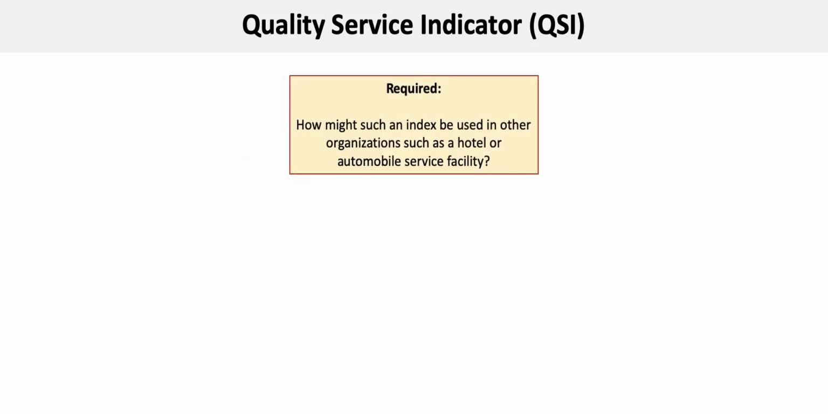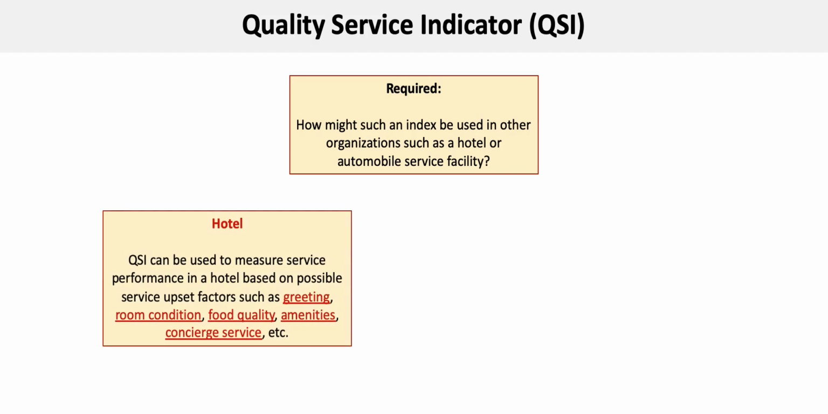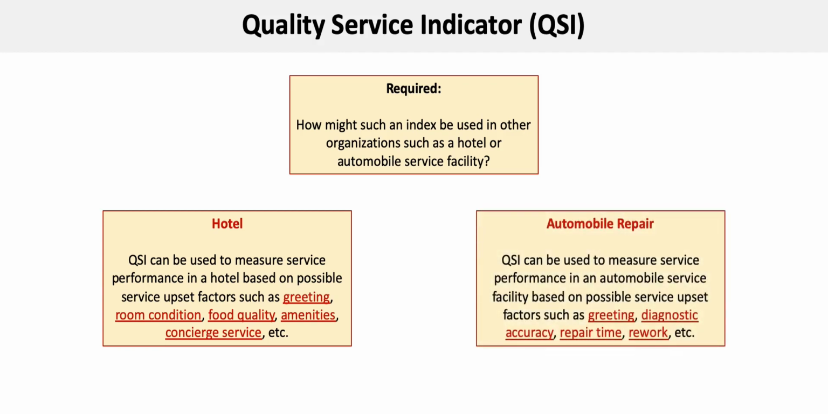The second requirement was to consider how the QSI might be used in other organizations such as a hotel or automobile service facility. QSI can be used to measure performance in a hotel based on possible service upset factors that are important to customers, such as greeting, room condition, food quality, amenities, or concierge service. For an auto repair facility, QSI can be used to measure performance on important factors such as greeting, diagnostic accuracy, repair time, or rework.